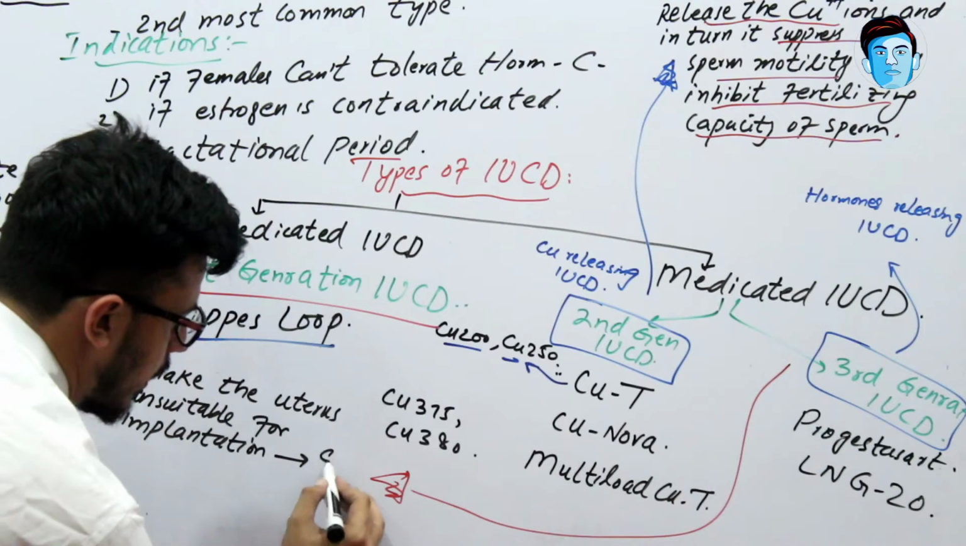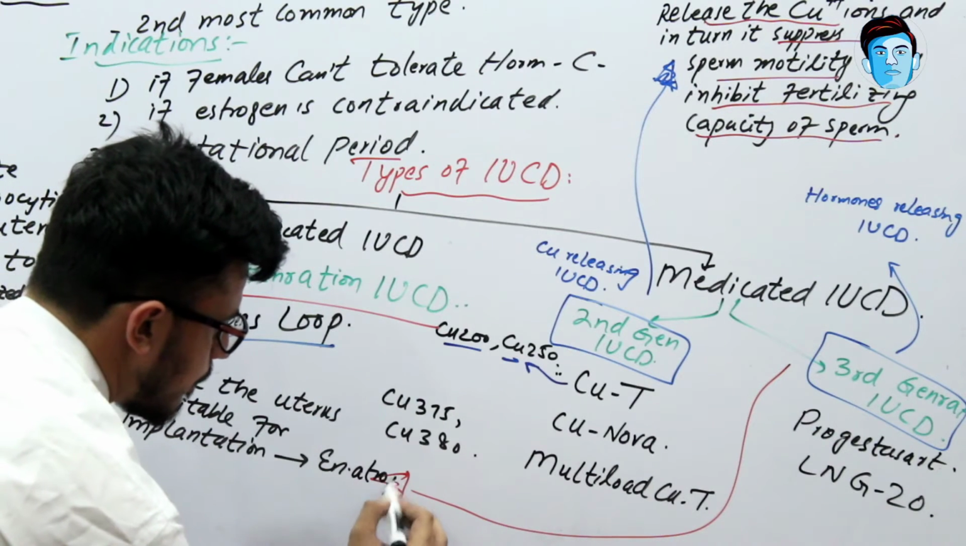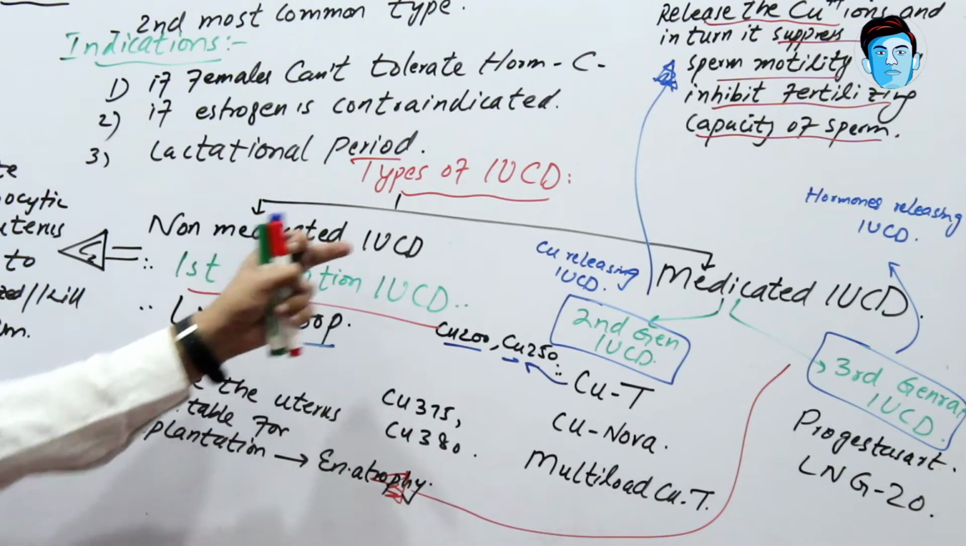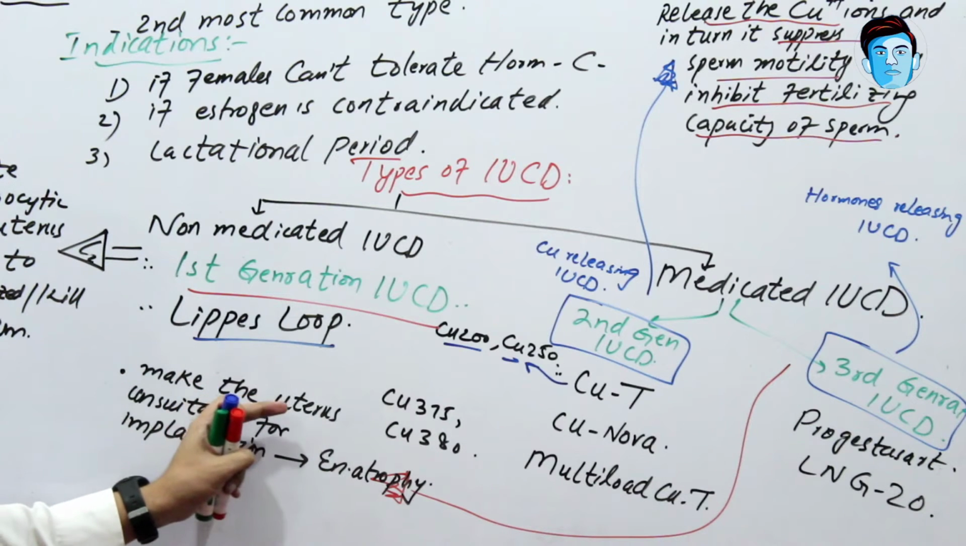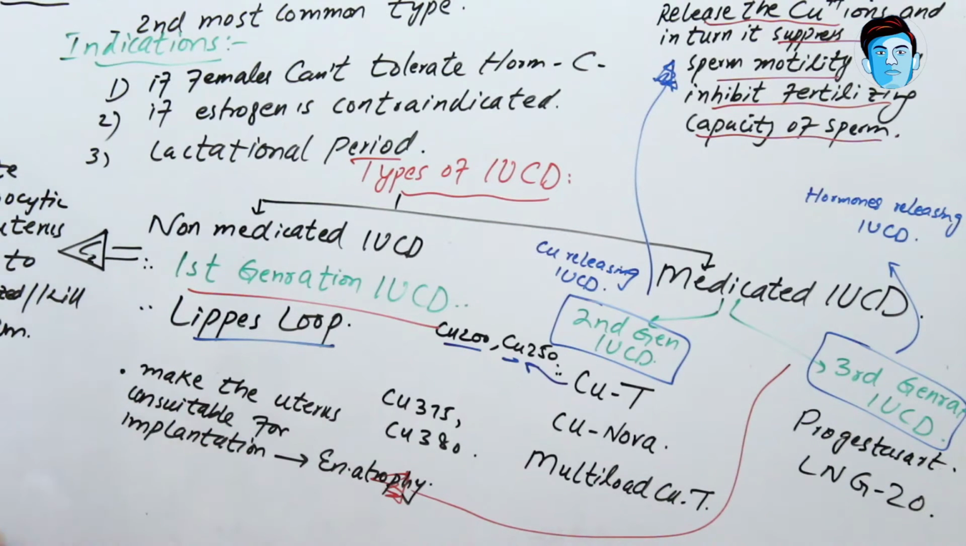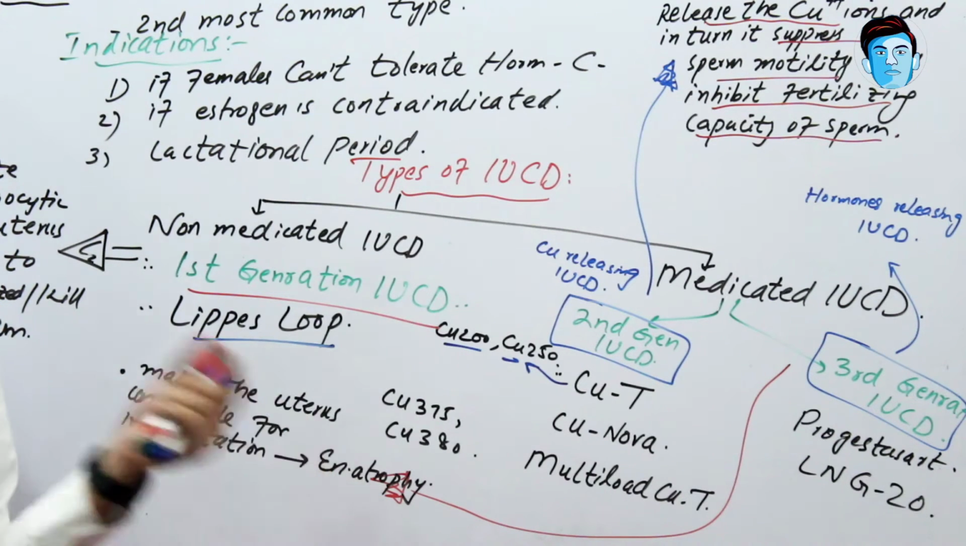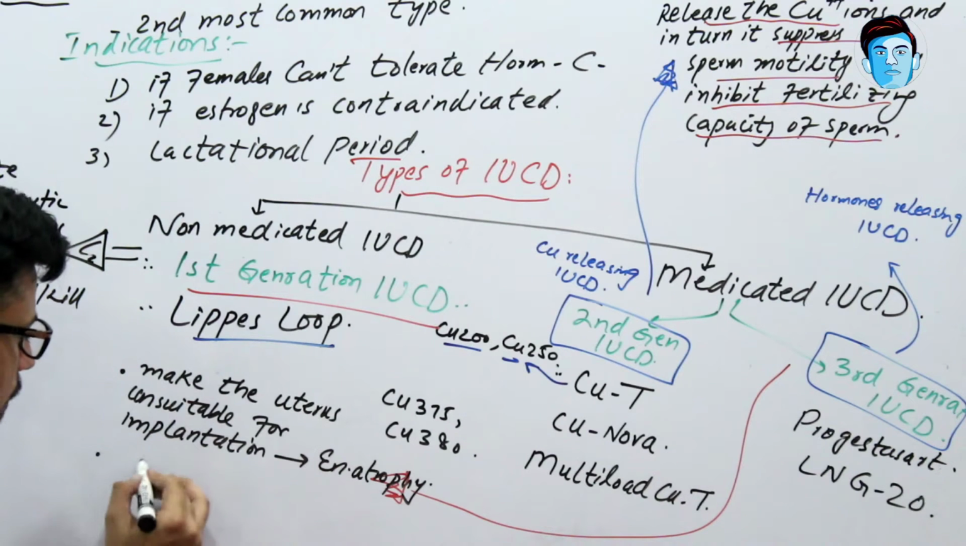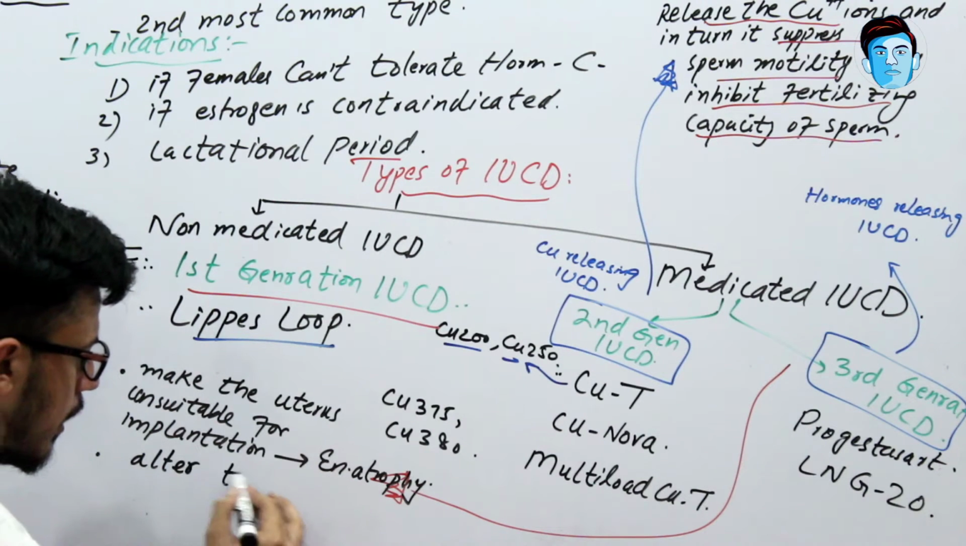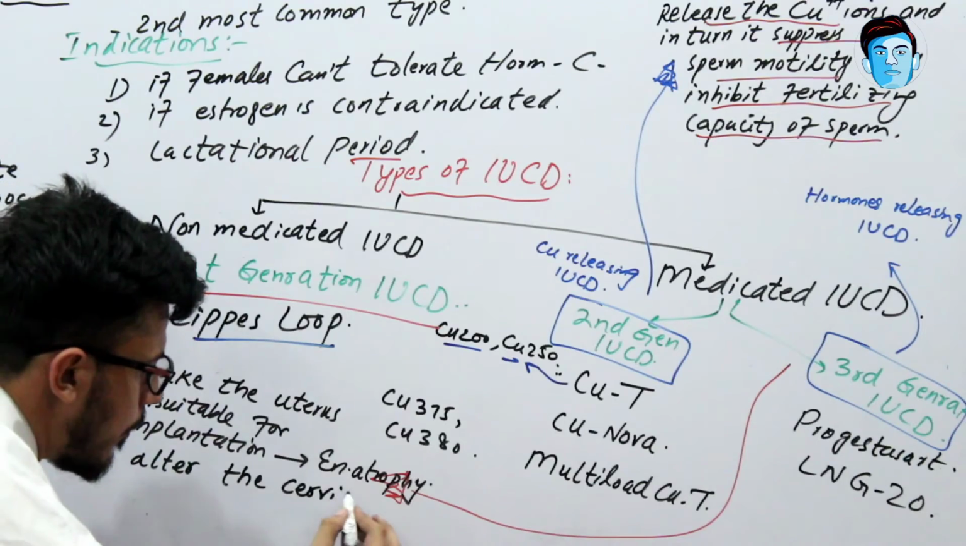That often leads to endometrial atrophy as well. So the third generation IUCD makes the uterus unsuitable for implantation, so there will be no implantation. If there is no implantation, there will be no pregnancy. If there is no implantation of the fertilized ovum in the uterus, endometrial atrophy occurs. The second point is that it alters the cervical mucosa.